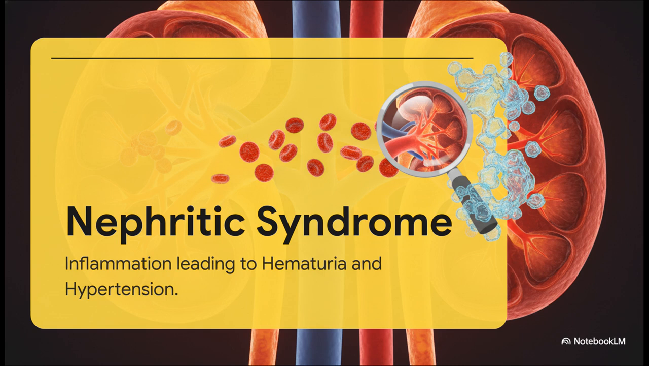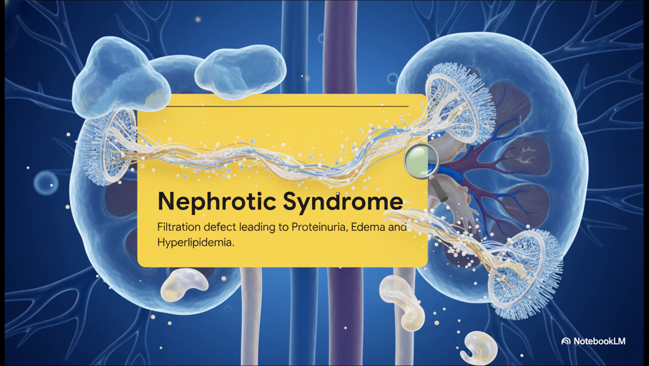That intense inflammation directly causes blood to leak out, which gives us hematuria, and it causes fluid retention, which gives us hypertension. So nephritic equals inflammation. Got it? Now, contrast that with our second golden equation. For nephrotic syndrome, notice the O. Think of an open hole, a filtration defect. The kidney's microscopic sieve is basically broken.